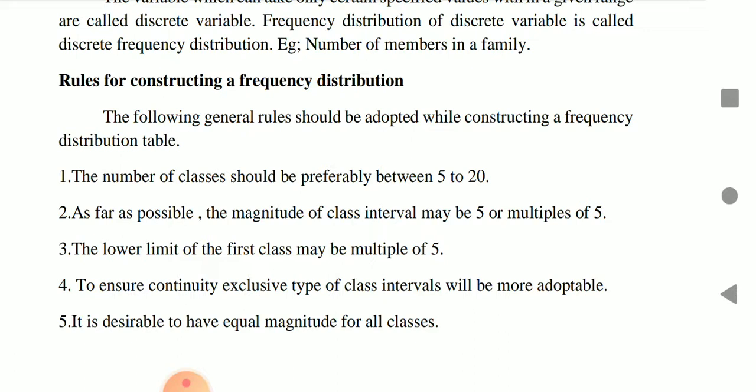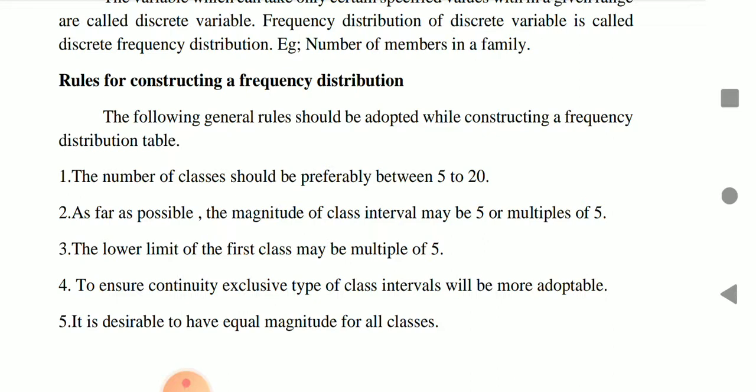ക്ലാസ് ഇൻ്റർവൽ 5 അല്ലെങ്കിൽ 5ൻ്റെ മൾട്ടിപ്പിൾസ് ആവുന്നതാണ് നല്ലത്. Then അത് ഡിപ്പെൻഡ്സ് ഓൺ ദി നേച്ചർ ഓഫ് ദി ഡാറ്റ. Okay, the lower limit of the first class may be a multiple of 5 as far as possible, or 10, 15, 20, 25 etc. The lower limit may also start from 0. And to ensure continuity, exclusive type of class interval will be more adoptable.